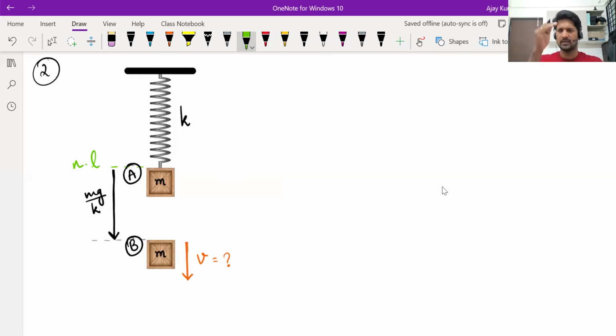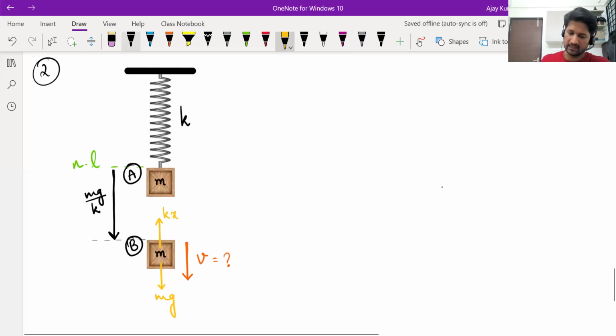And at natural length, spring doesn't exert force, block experiences weight, so it starts moving down. At some point, as the block starts moving down, spring force starts acting in the upward direction, weight acts in the downward direction. Then at some point, weight of the block gets balanced by the spring force. When the spring is stretched enough, spring force balances weight, and that happens when the elongation in the spring is mg by k. Kx should become equal to mg, so x should be mg by k. We know this. Okay, it's written there. Fine.